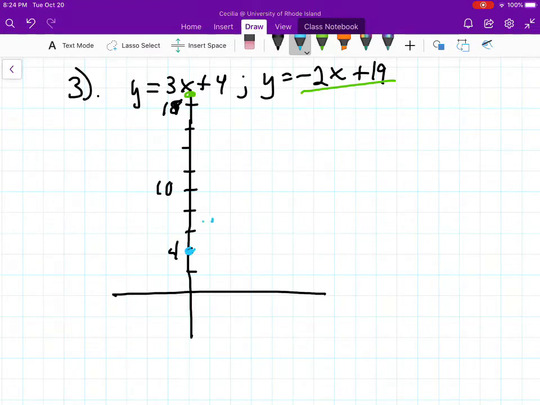Now using the slope of 3, we're going to go up 3 and over 1, and then up another 3 and over another 1, and down 3 and to the left 1, to graph a few points that will enable us to draw this line. Next, we'll look at the line given by y equals -2x plus 19 that I have underlined in green, and we'll go ahead and graph that.